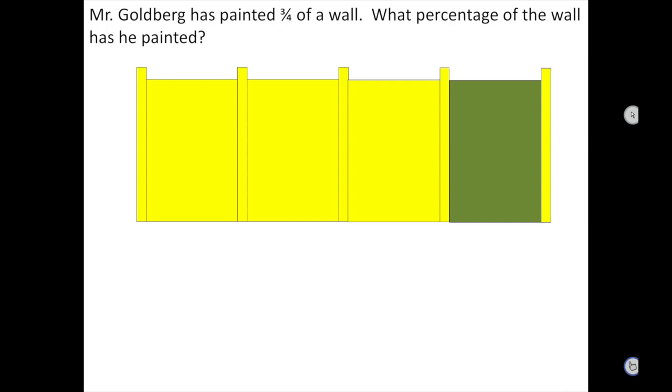You don't have to take any notes right now. You can set a pencil down and just soak in method one and method two as I show it to you the first time through. Mr. Goldberg has painted 3/4 of a wall. What percentage of the wall has he painted?